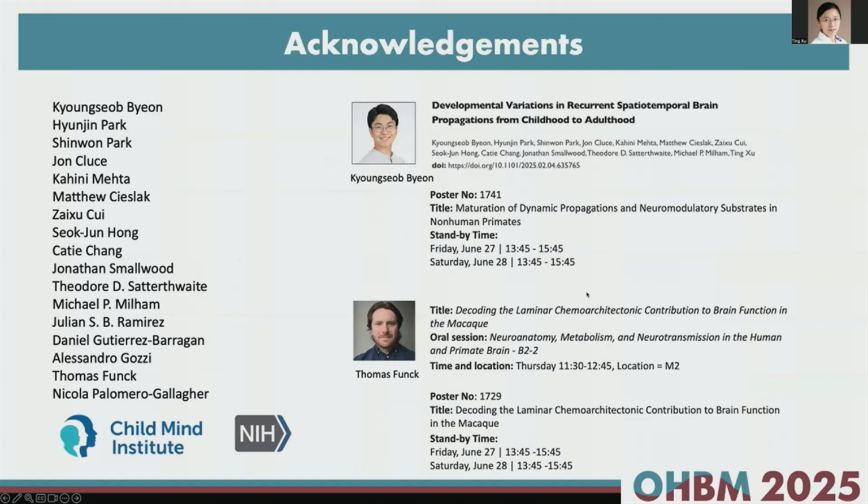So our study on the development of functional propagation in humans is now on bioRxiv, led by Kyung Sum, who will also be presenting the macaque data at OHBM. And Thomas will give a talk and present a poster on how the 3D neurotransmitter maps were reconstructed, which is the map we used in studying the macaque dynamics.